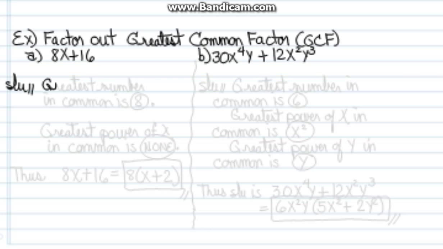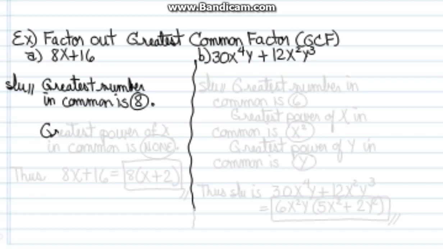So looking at the left side, first we want to figure out what the greatest number is that those two terms have in common. Well, we have an 8 and a 16, so the greatest number they have in common is the number 8. So we'll be pulling out a factor of 8, but what about the power of x?